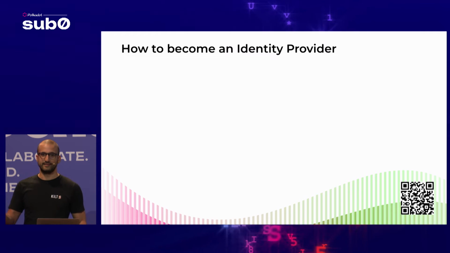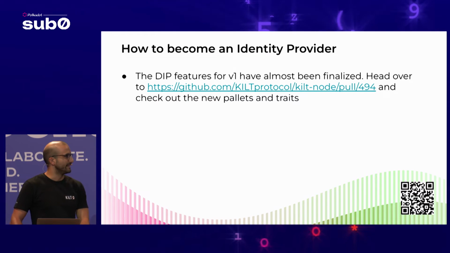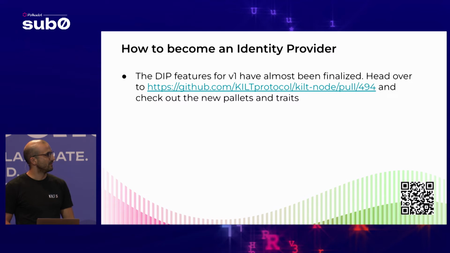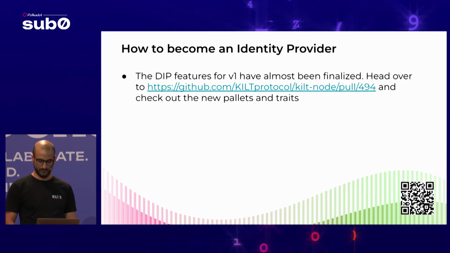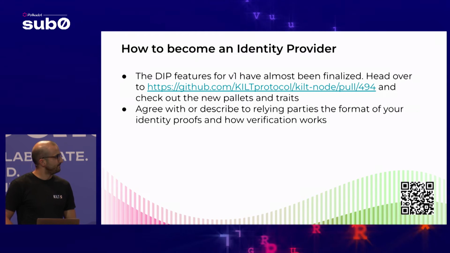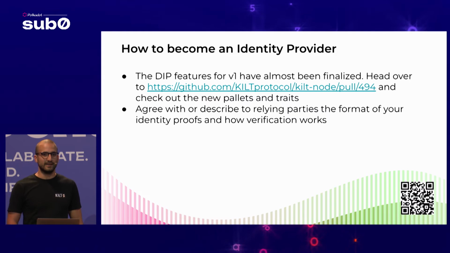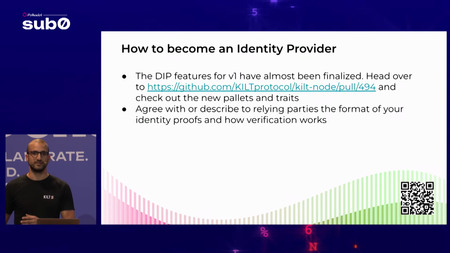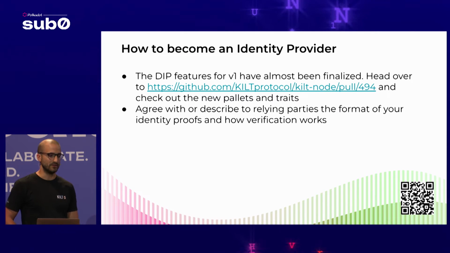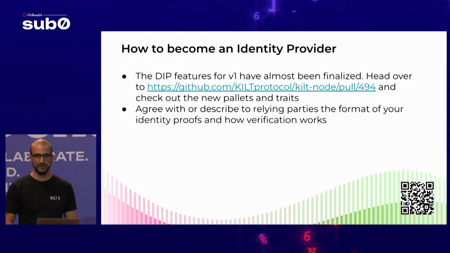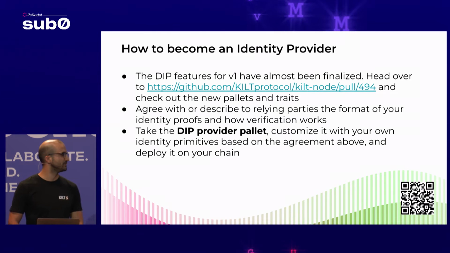So how to become an identity provider? Well, it's very simple. There is an outstanding pull request now in our repository. We are still working on a few pieces before we can deploy it on testnets. Again, if you are an identity provider, you probably have to define what an identity looks like for you and what an identity proof looks like for you. And if you are a consumer looking to basically use identity providers, you should also know what information the identity provider makes available for you as a consumer chain.